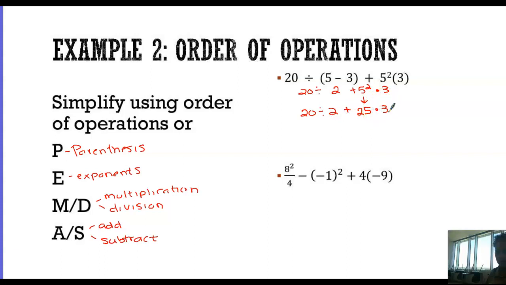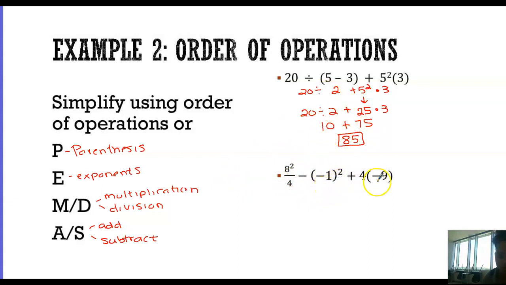And this is that part that I was telling you about. Notice I have division and multiplication on this next step. Just go from left to right. So I'm going to do the division first. So 20 divided by 2 is 10, plus 25 times 3 is 75. And then finally add them together to get 85 for my total. Be careful with that.